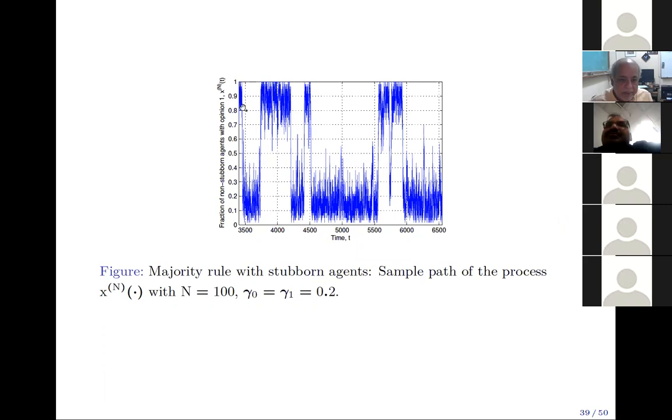So what happens is you can start with whatever fraction, and then it quickly goes near 0. The non-stubborn agents are very close to 0, but they're still sampling. So after a rare event, one of them or a few of them suddenly moves to 1, and then it slowly drags everybody. And this oscillation just goes on.